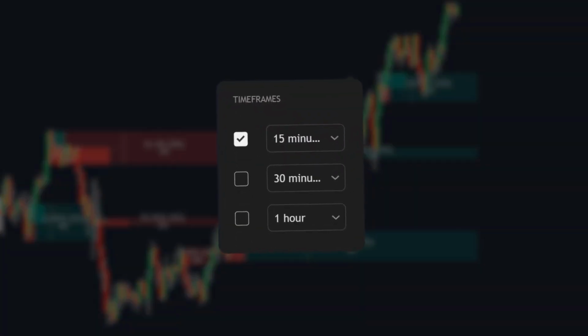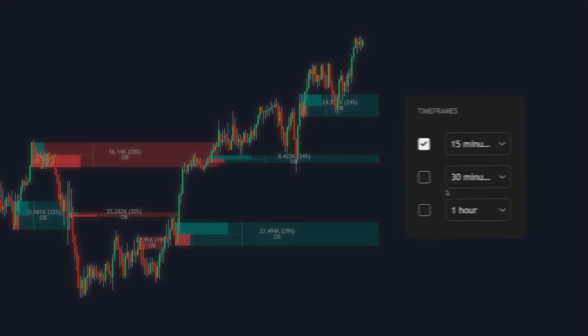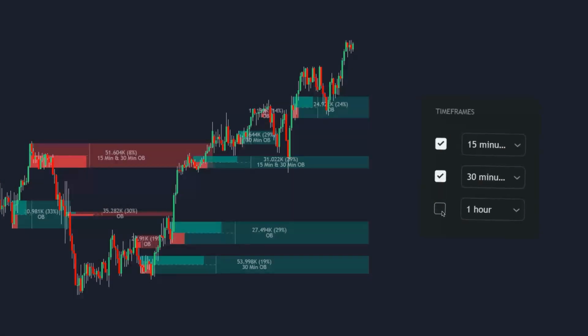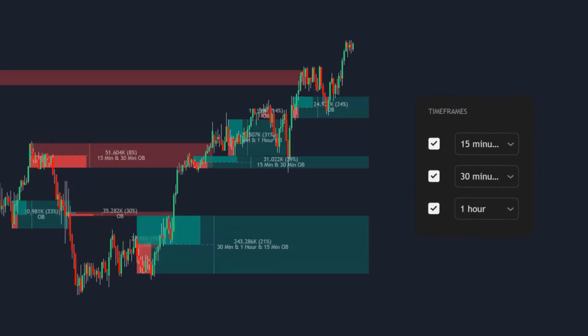Jump into the settings and select 3 time frames you want to use. On a 15-minute chart, instantly see 30-minute and 1-hour zones without ever switching time frames. There's a few different ways to use these, but here are some of the best.